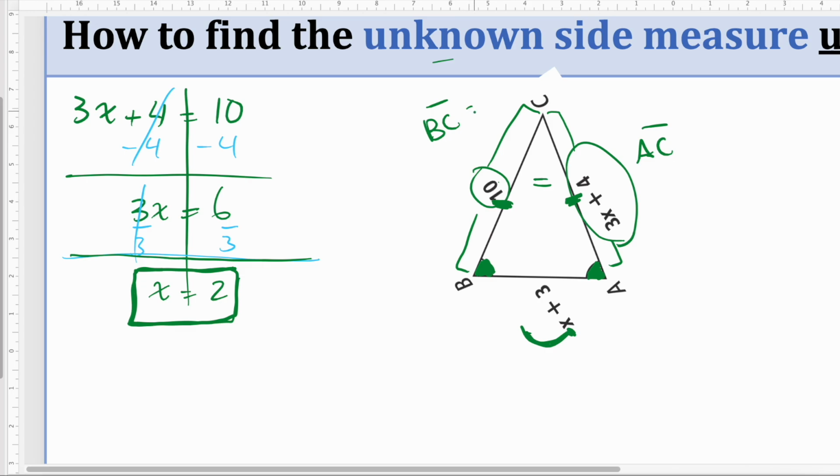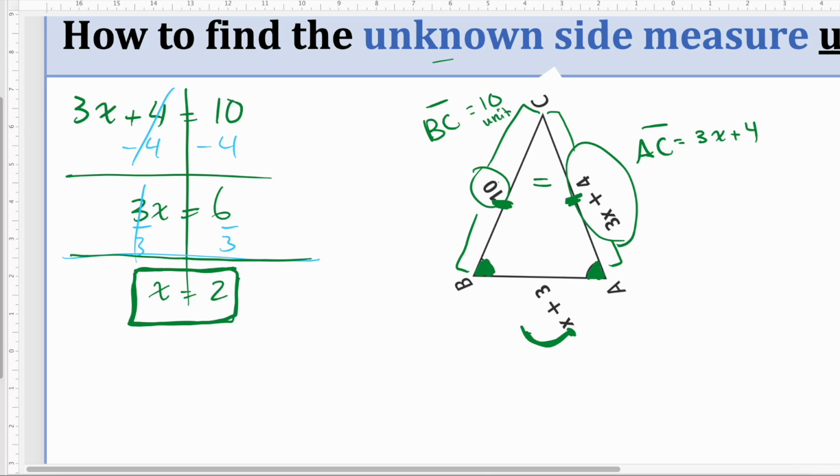BC is 10, they gave it to me. We don't know what the unit is, so I write it as units. It's not a degree. Sides are not degrees. They are units or centimeters or millimeters, whatsoever. AC is what? 3x plus 4, which is this side.